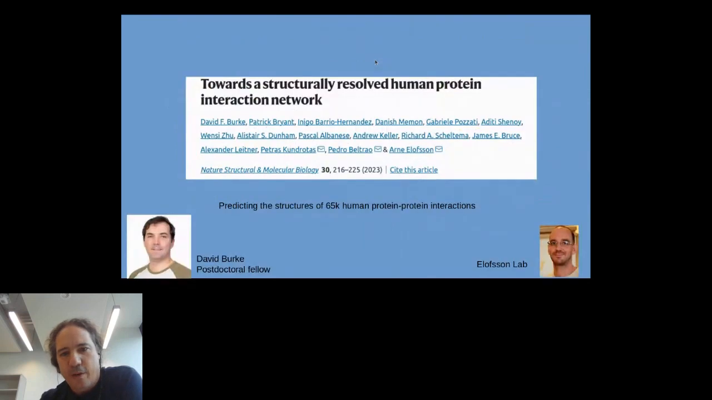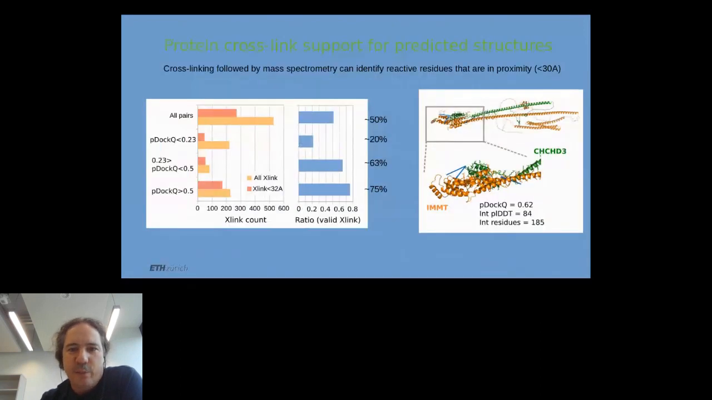And so one of the things that we tried to do together with our AlphaFold group was to predict structures of protein complexes. In this case, we initially tried this on a set of about 65,000 human protein interactions. And we could see that these predicted models were very good as well.